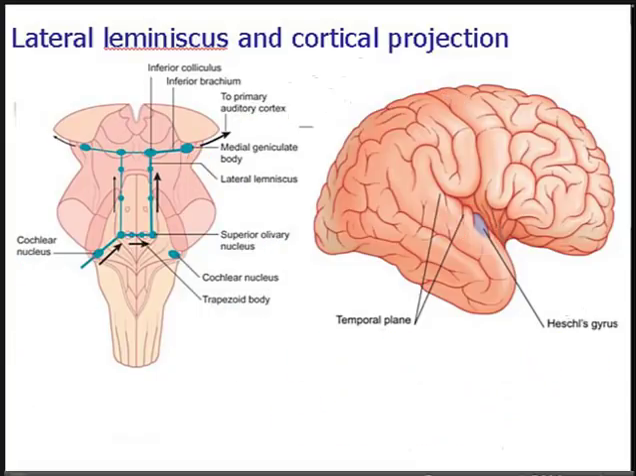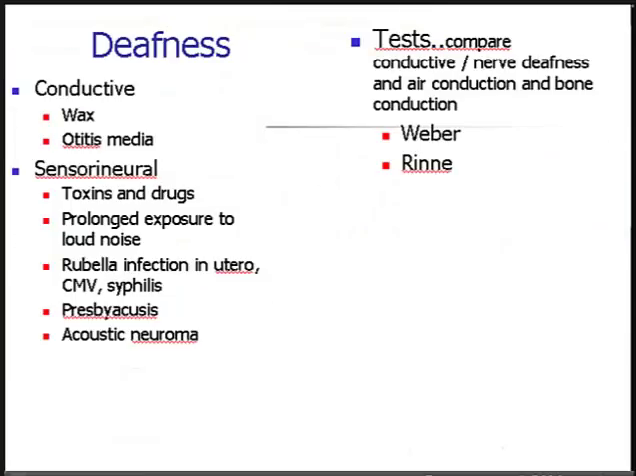Let's now look at hearing and deafness. Obviously if there is a loss of hearing, you end up with deafness, and deafness is of two types. One is called conductive deafness, which means that there is some problem in the conduction of sound. Let's look at conductive deafness.